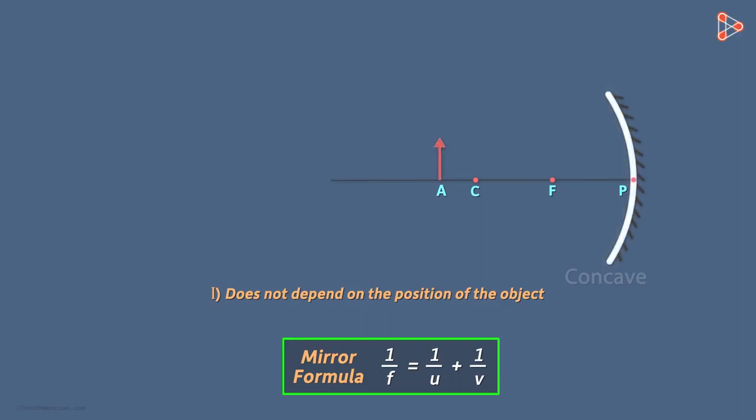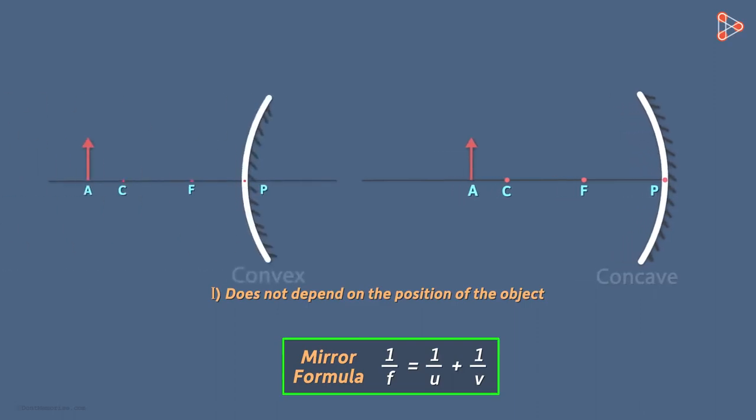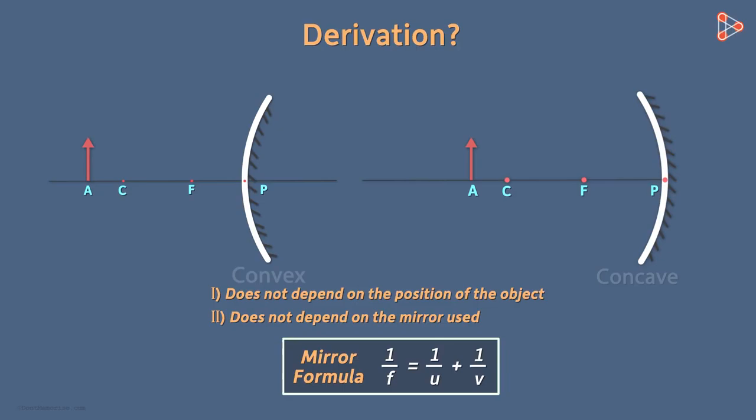What if instead of a concave mirror we had a convex mirror? Again, it wouldn't change our formula. Yes, this formula is true for all types of spherical mirrors, convex as well as concave mirrors. Now the question is, how do we derive or prove this formula? There are many ways to derive the equation, but we will look at the easiest one.